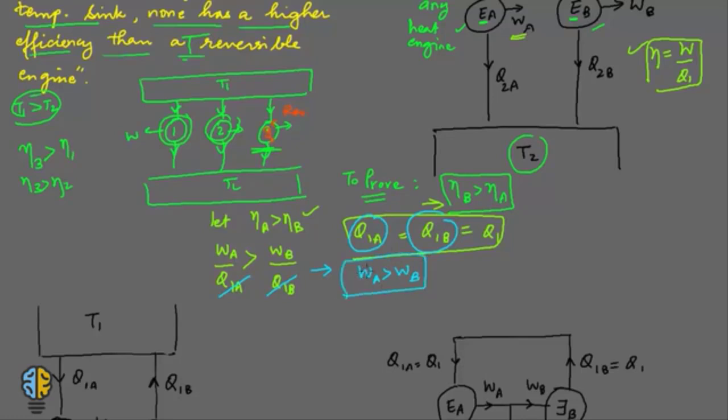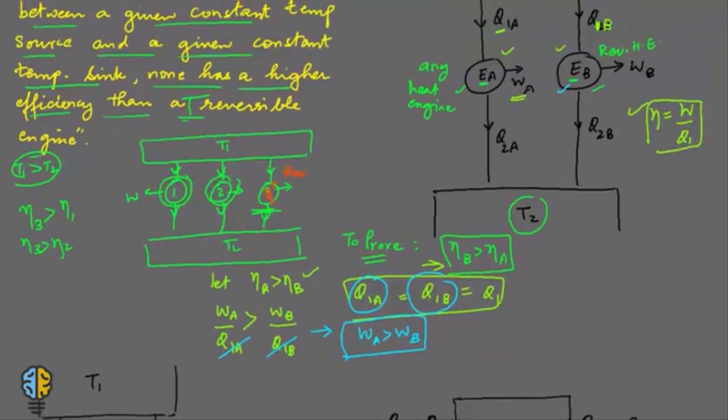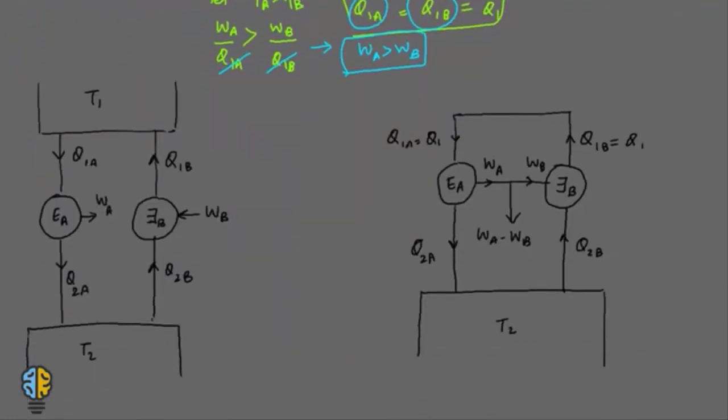Okay, now let us reverse engine B, because we said that the engine EB is a reversible heat engine. So let us now reverse it. Now when you reverse engine B, you come to this figure. So this is engine A, which is not reversed, but the engine B is now reversed.